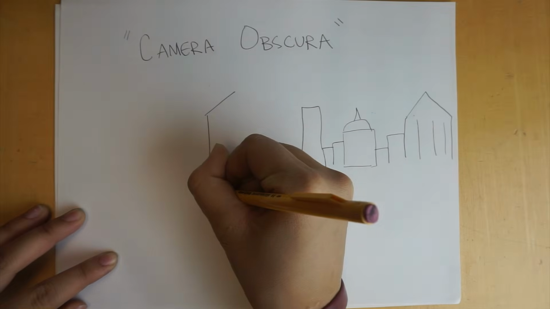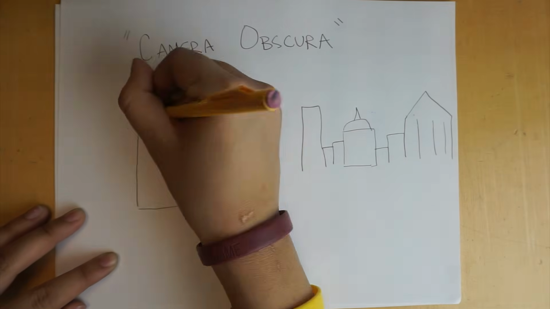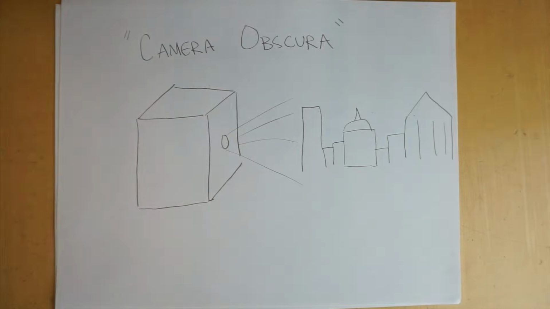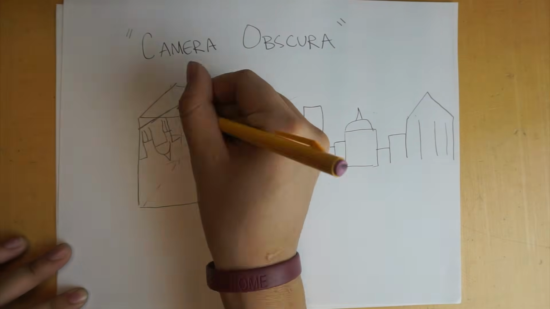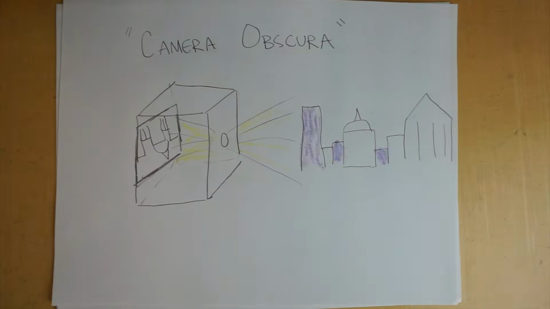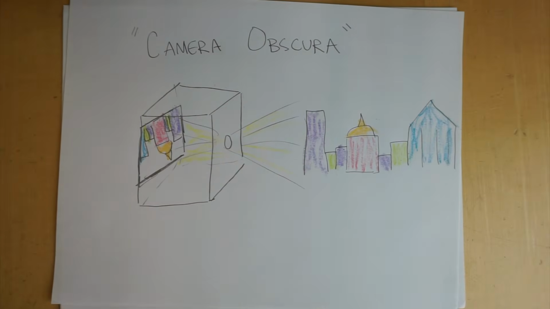The light that is reflected off an external structure, for example, a building, comes into a room or box with a small hole in the side. The light, due to optical inversion, is then reflected upside down inside the box, in complete detail and color.